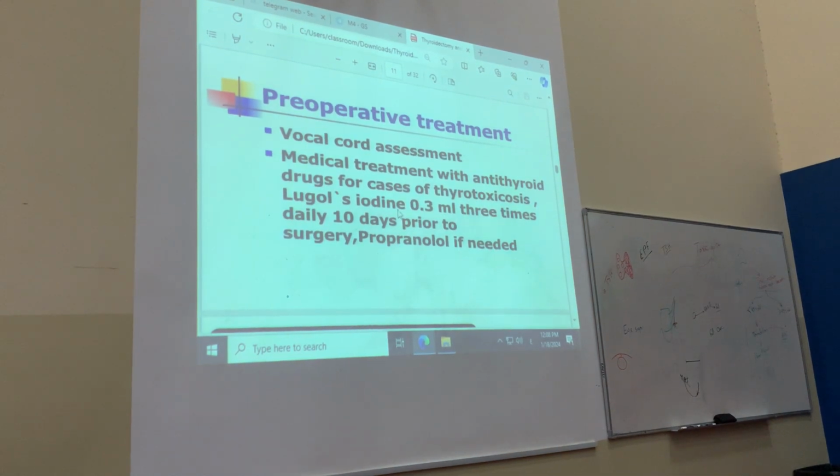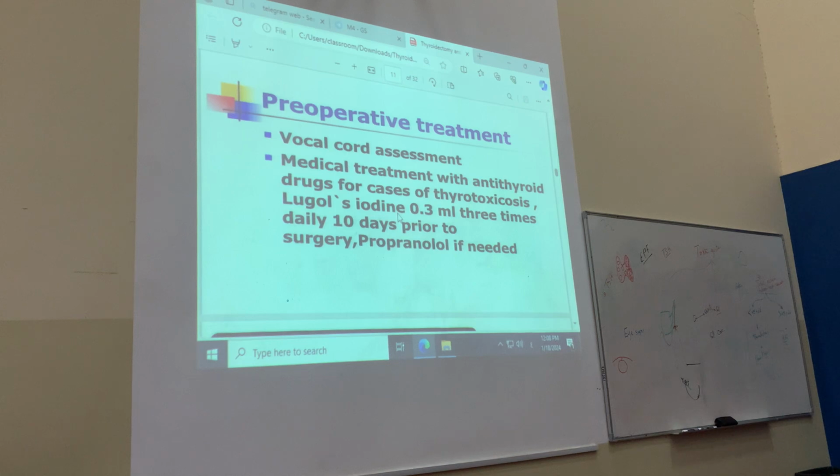Pre-operative preparation. Don't forget that we have two important aspects. Number one, don't forget to examine the vocal cords to test for their mobility, as a medico-legal matter. And number two, if you are dealing with a toxic patient, there is no thyroidectomy for a toxic patient except after performing proper pre-operative preparation.